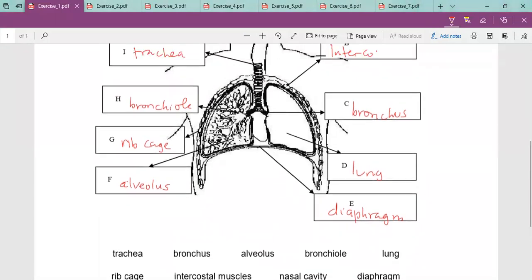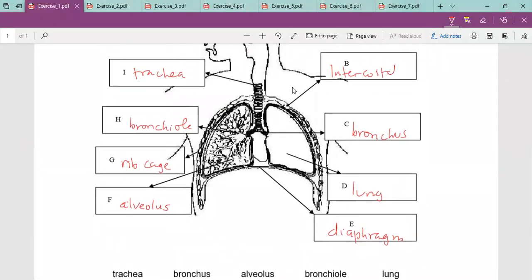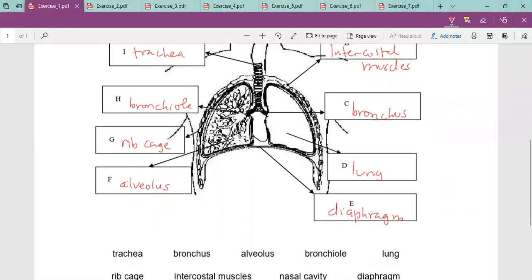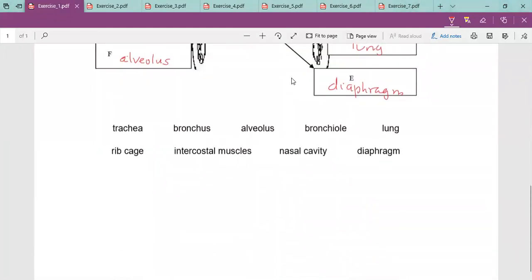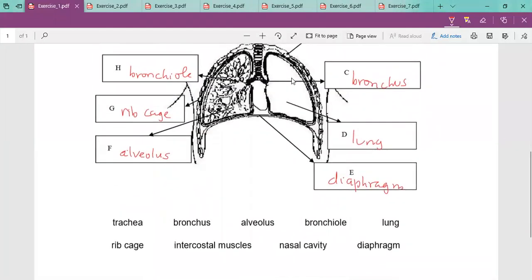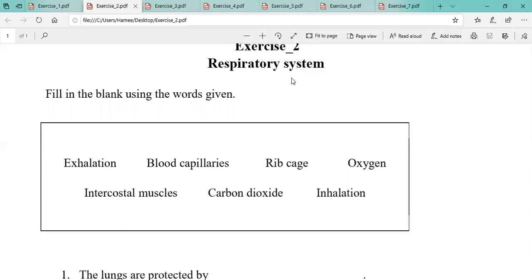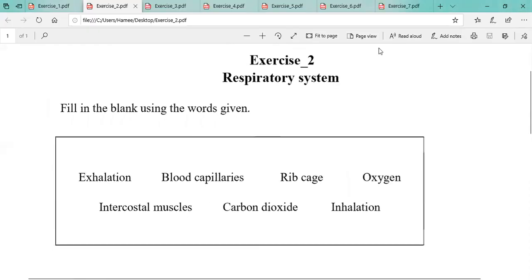The intercostal muscle is a muscle that connects the rib with the backbone, that makes it easy for the ribs to move. Now for exercise 2, it says fill in the blank using the words given to you.